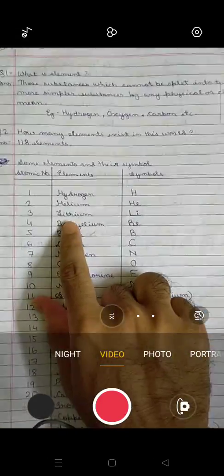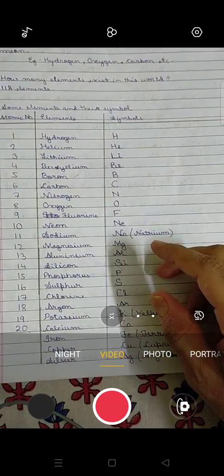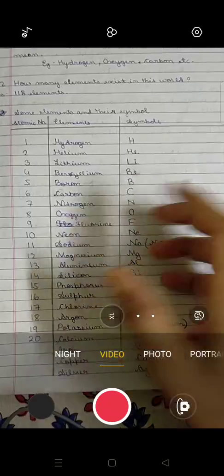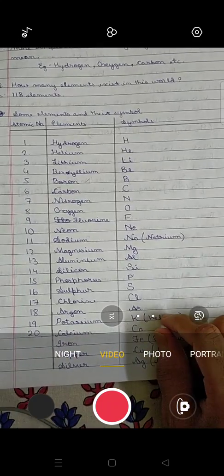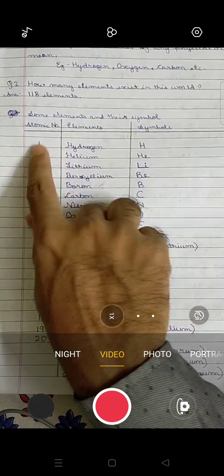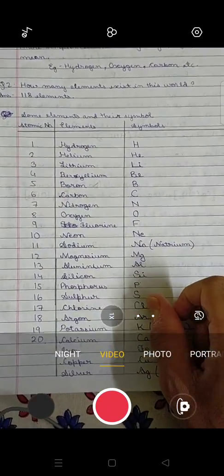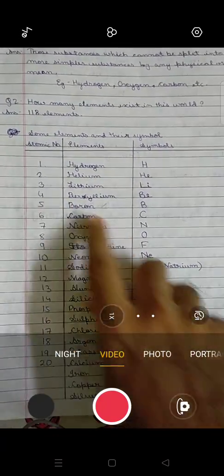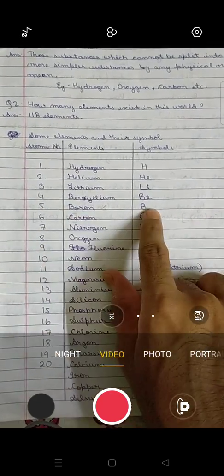Now the third one is lithium. Up to 20 it is serial, serially it has been given. There is a table you have heard about, the modern periodic table. From that table, up to 20 is given serially. Why they are arranged this way, you will study in higher classes. Why hydrogen is 1, why helium is 2, why helium is not 1, everything you will understand in higher classes. Third is lithium, symbol Li. Same way number 4 is beryllium, Be, and boron, B.